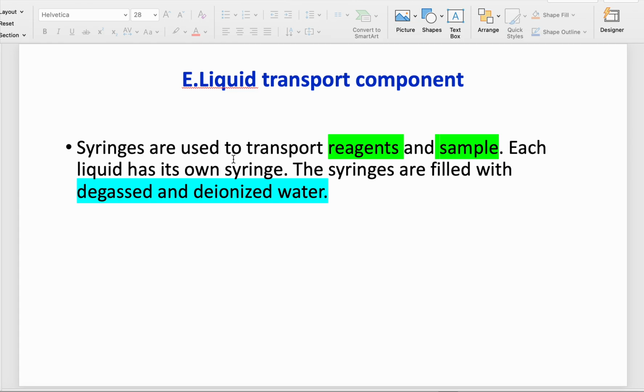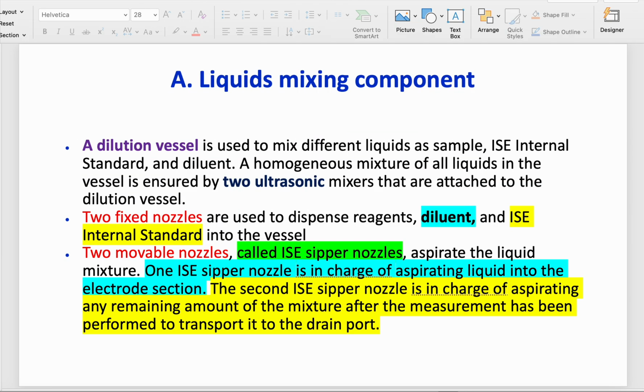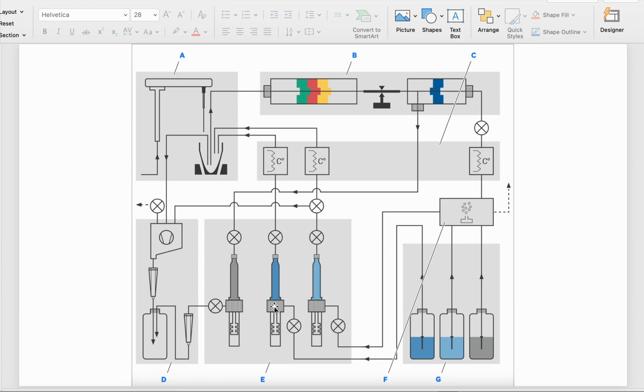E is syringes used to transport reagent and sample. Each has its own syringe. I will talk about this one. There are three syringes. This one is for degassed water, and this one is the diluent. This one is the ISE internal standard, and this is the reference. Each one has storage.